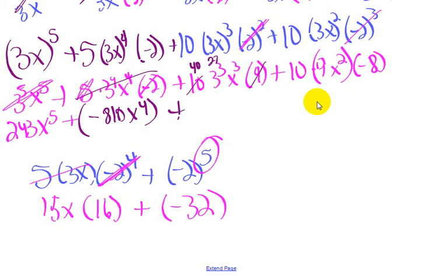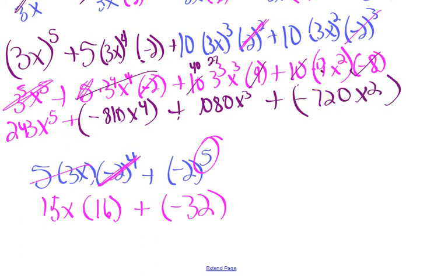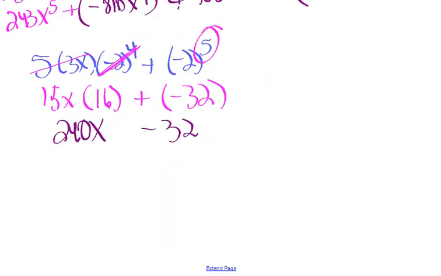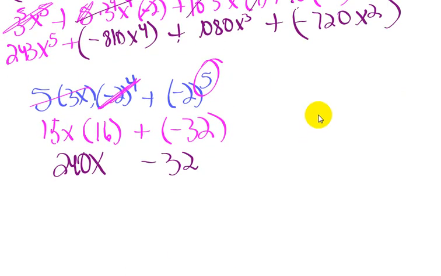Is 1080x cubed plus, we've got 10 times negative 8, that's negative 80 times 9, which is negative 720x squared. And then 15 times 16 is 240, so 240x minus 32. And now we still have to clean it up. We're still not through cleaning.